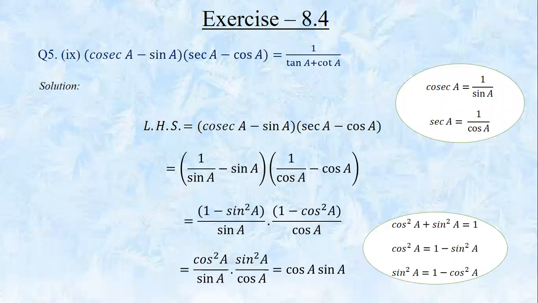Now moving on to the 9th one: (cosec A minus sin A) into (sec A minus cos A) equal to 1 by (tan A plus cot A). Now all this time we had considered the LHS and brought it to the RHS, so hence we were proving. But not every question can be solved in that manner. In this question, we are going to solve LHS and RHS separately.